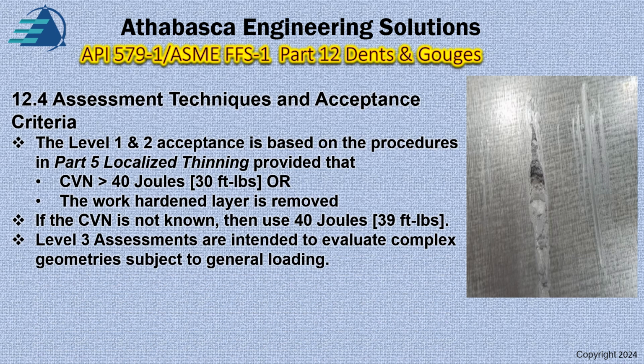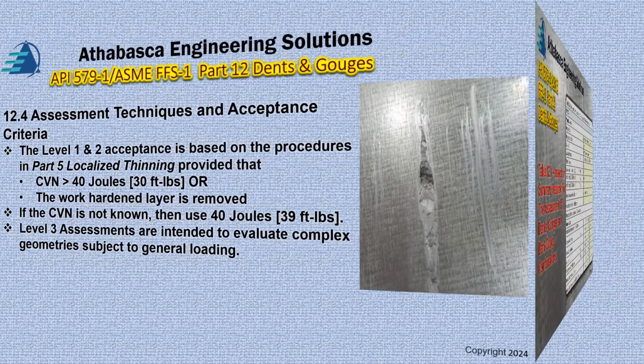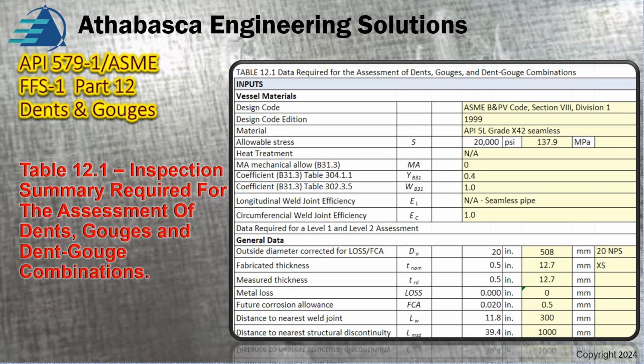Level 3 assessments are intended to evaluate very complex geometries and transitions, and things that are subject to general loading as well. So we have here step 1, where we go to table 12.1, inspection summary required for the assessment of gouges and dents, and we're just organizing our thoughts. This is no surprise here. We looked up the allowable stress and we've organized our issues here. We know from the type of pipe what the longitudinal joint efficiency is, and it's a seamless pipe, so it doesn't apply.